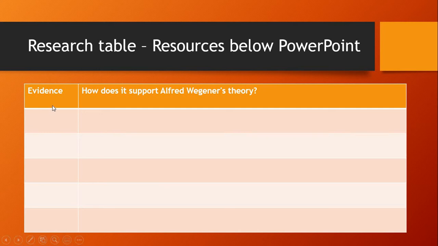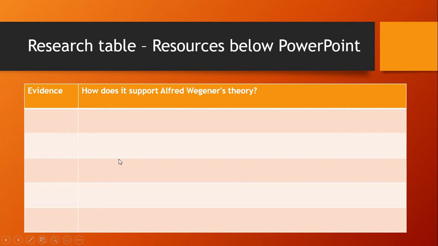As you can see, I've got an evidence column. You will need to draw this into your book. 1, 2, 3, 4, 5 squares here, and 5 extra boxes for your explanation. The resources that I've attached will be labelled A, B, C, D, and E. So you can write A, B, C, D, E here.